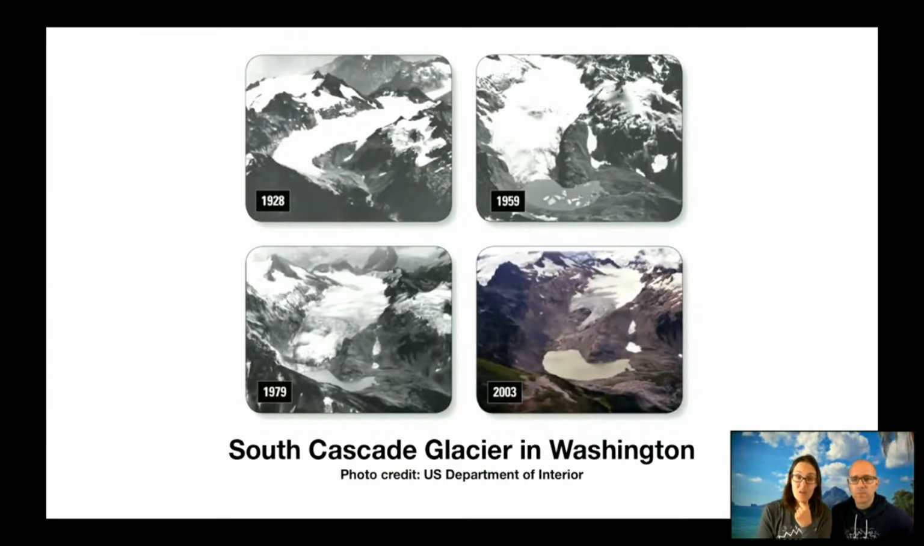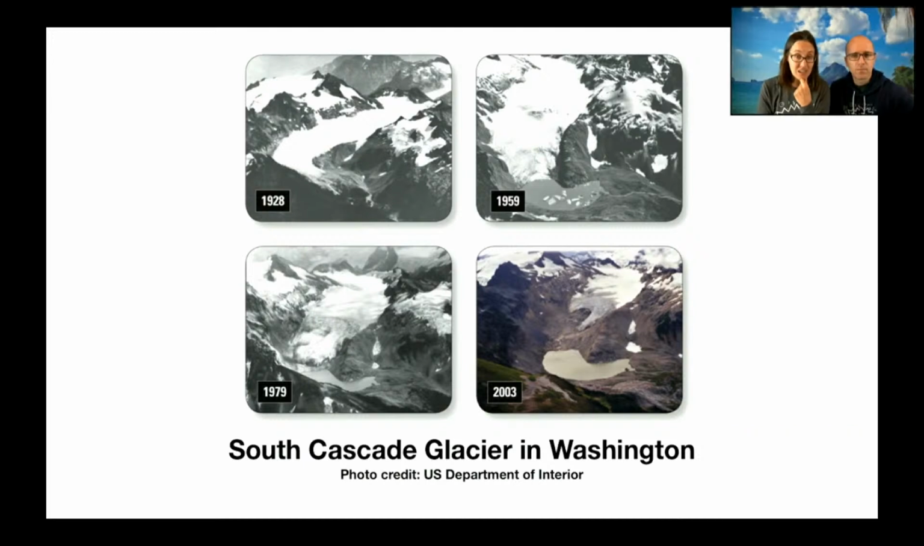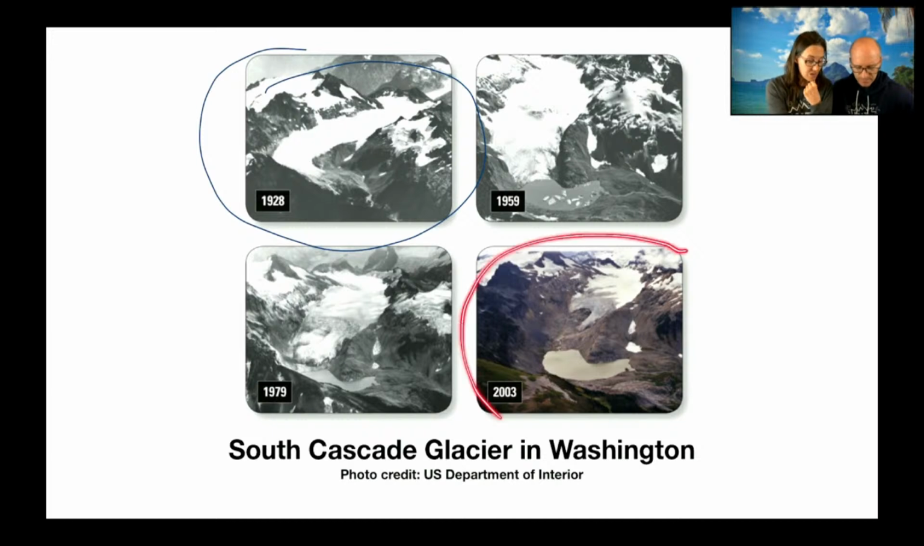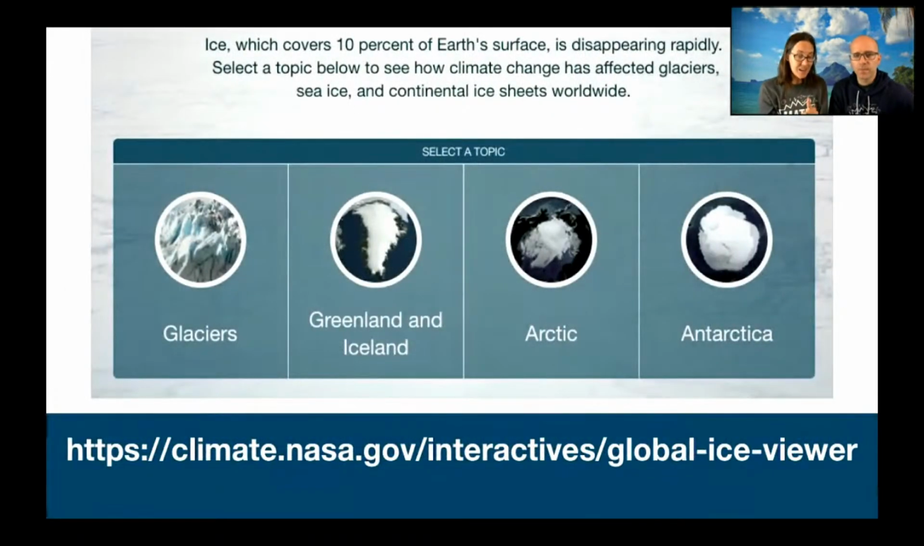And then here's the South Cascade Glacier in Washington. And you can see from 1928, so lots of snow, to 2003, an enormous difference, but especially from 1979, that's not that long ago, to 2003, you have a glacier that came all the way down the valley to now one that has retreated very far up. But again, these glaciers are not moving backwards. They're just melting faster than they're being replenished.